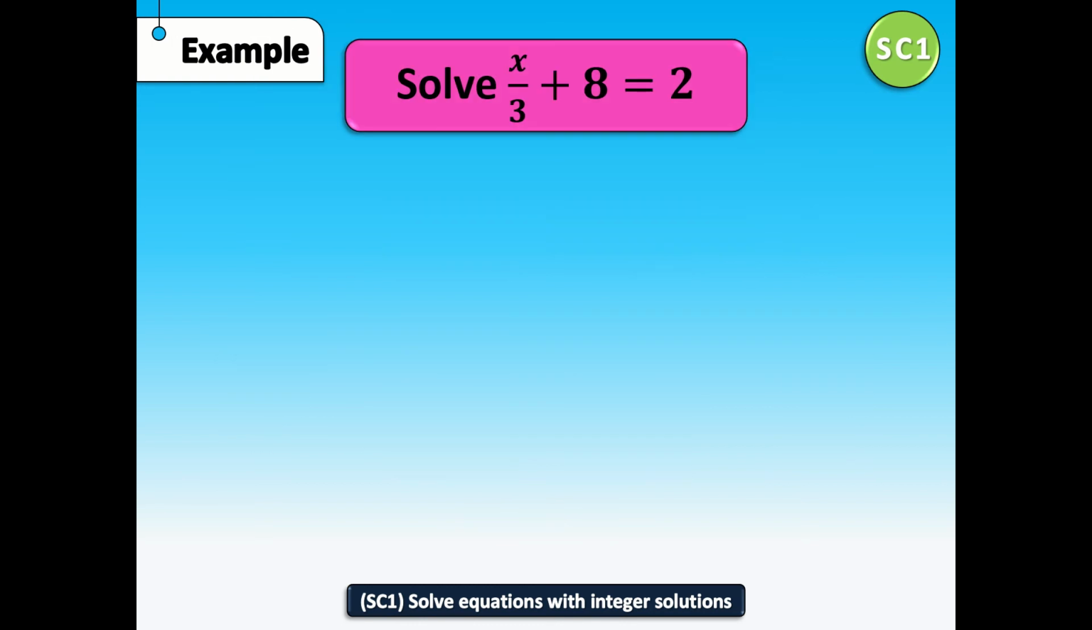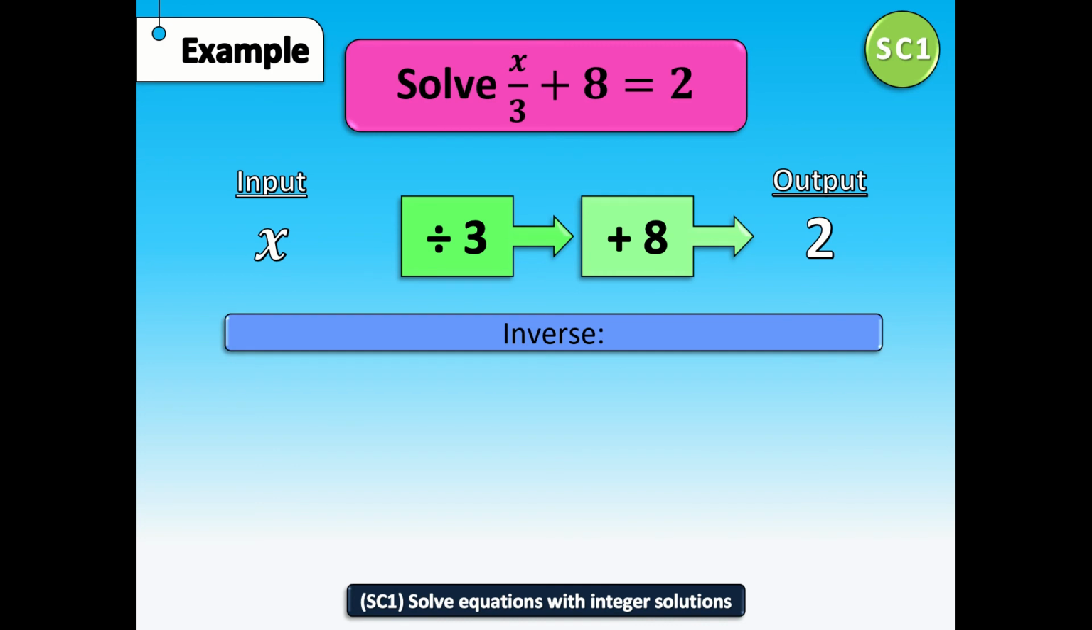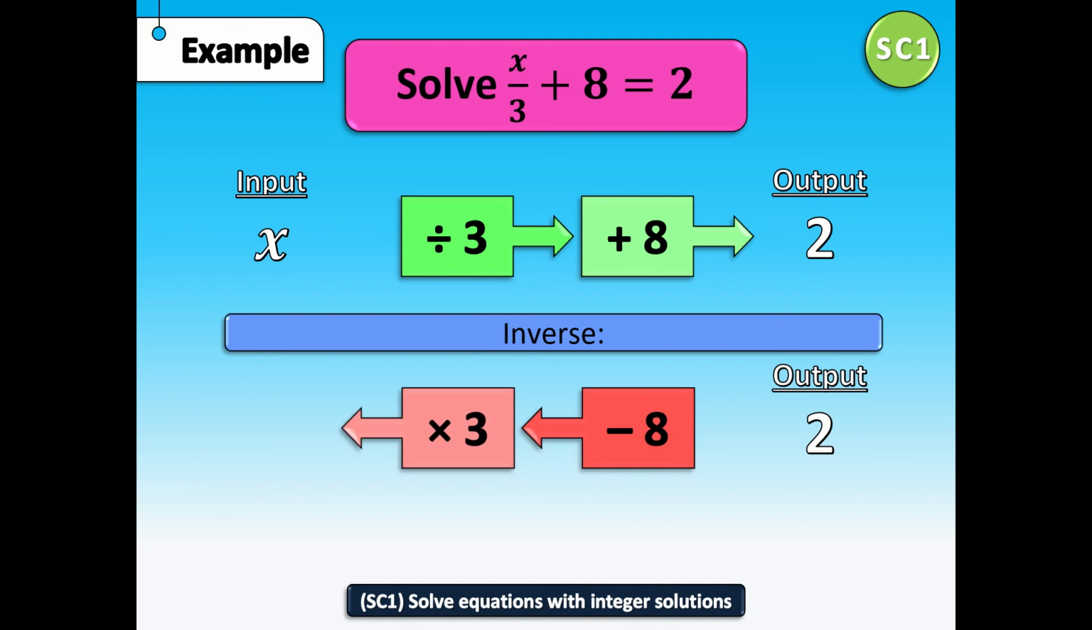In this question, we've got x over 3 plus 8 equals 2. Now x over 3 means x divided by 3. So we've got x, we're dividing it by 3, we're adding 8, and we get 2. So we need to work backwards, doing the opposite. So I've got 2, I need to take away 8, and then times by 3.